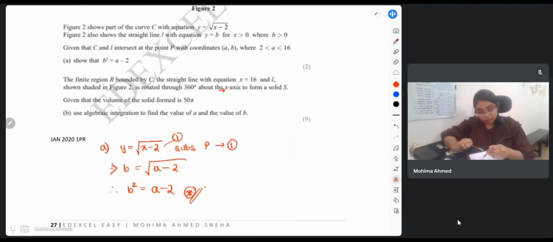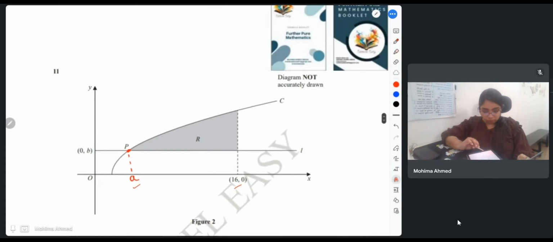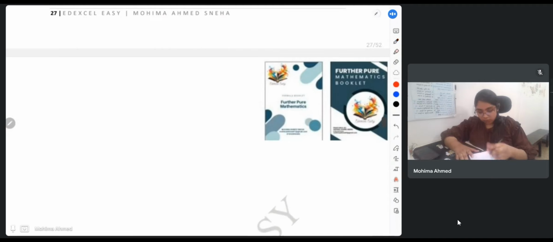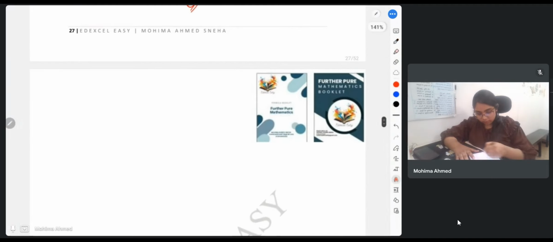And it is also provided that the volume of the solid formed is 50 pi. We have to use this 50 pi to find a value for a and b. Now in this section, we can understand that the higher boundary is going to be 16, the lower boundary is a, and the region that is shaded is where the curve is above and the straight line is below. So it's just going to be C minus the straight line, C minus line L. Now from this part, we'll do the calculation for part B.